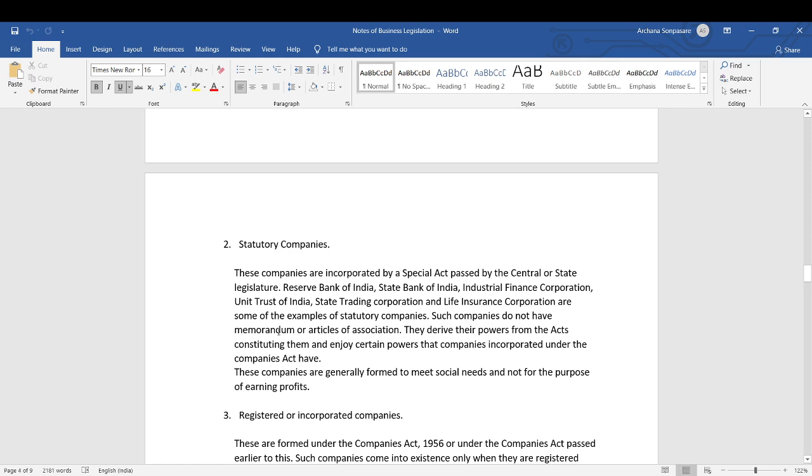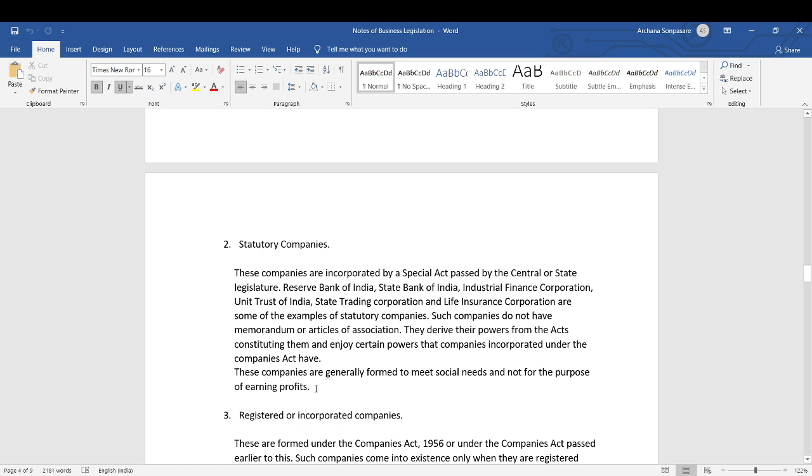Such companies do not have a memorandum or articles of association. So there is no need to create a memorandum of association and articles of association. There is only a need to pass a special act for the incorporation of these statutory companies. They derive their powers from the act constituting them and enjoy certain powers that companies incorporated under the Companies Act have. These companies are generally formed to meet social needs and not for the purpose of earning profit.